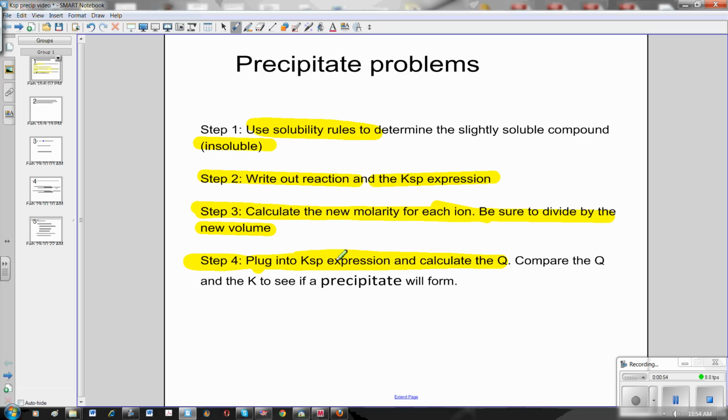Remember, a Q calculation from chapter 14 is the same thing as a K calculation, except you're comparing the values to see where they're relating to K. That's the whole point of it. So you're basically calculating Q, so then you can compare it to the KSP to see whether or not a precipitate will form. So those are the 4 steps.